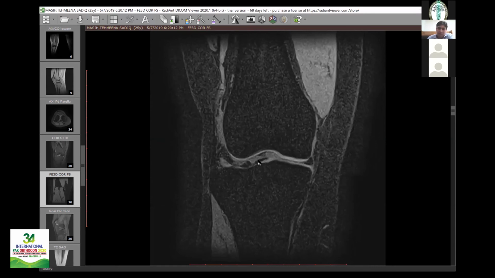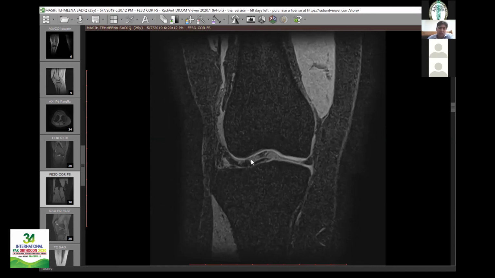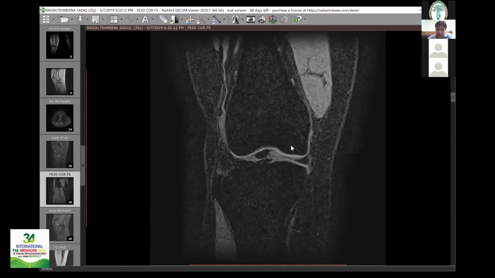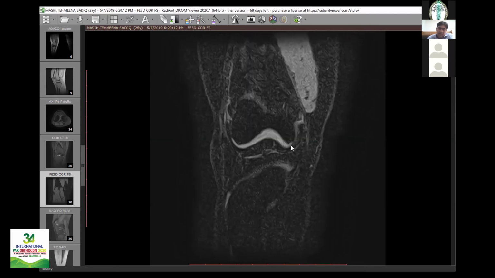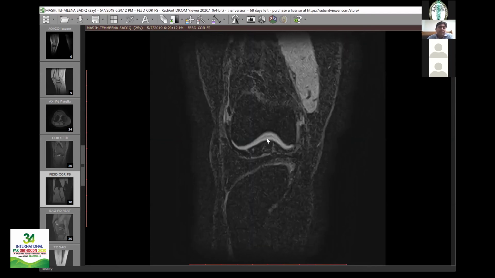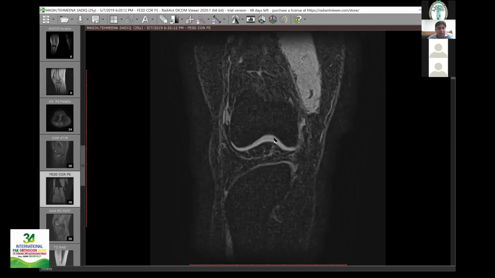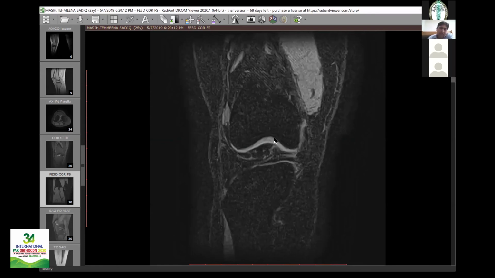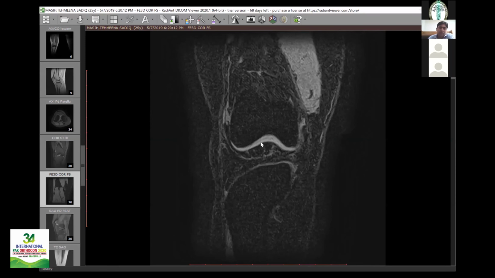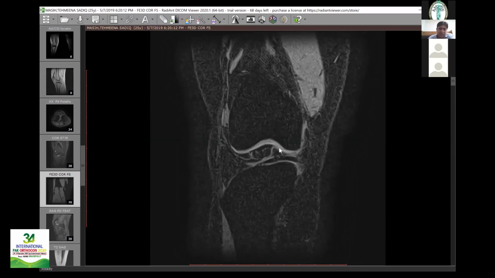So this is a sequence which is specifically used to map the thickness of the articular cartilage. So you can appreciate the cartilage here. The only thing is, if there is degeneration within the cartilage, that will appear as a hypointense signal, so it may miss gross tears or something. So for evaluation of the tears, the conventional PD sequence is better, but for the evaluation of the thickness of the cartilage, the SPGR sequence is better.